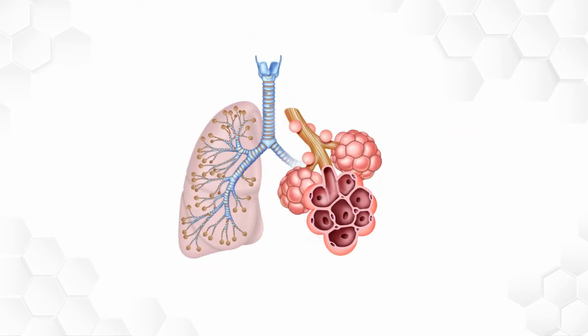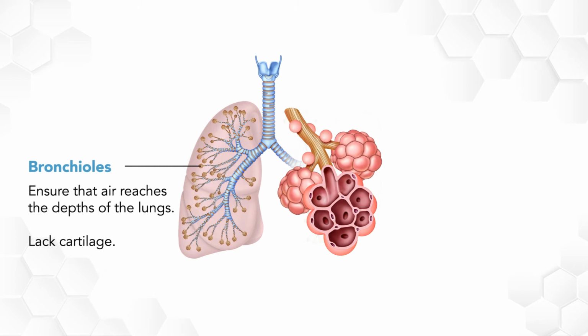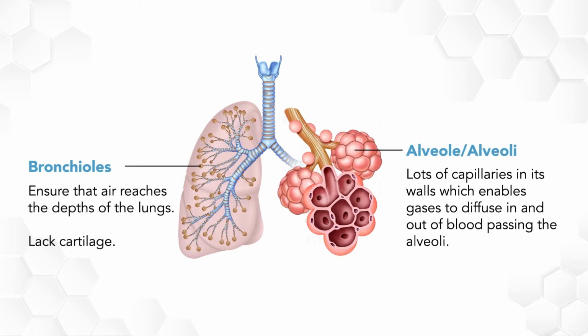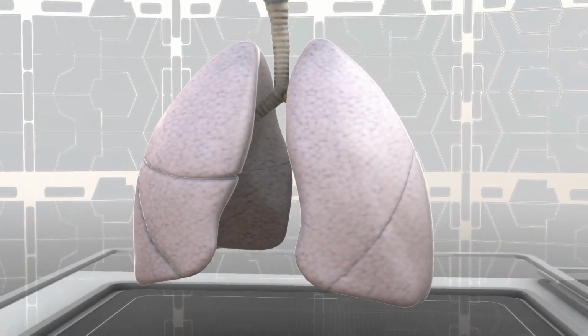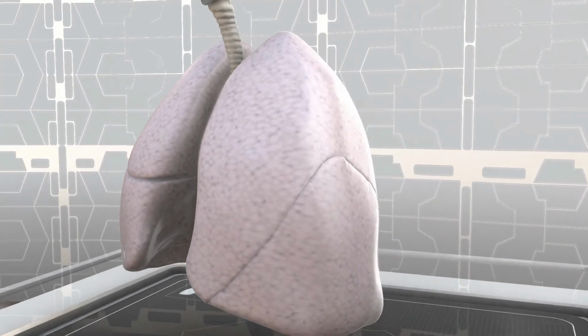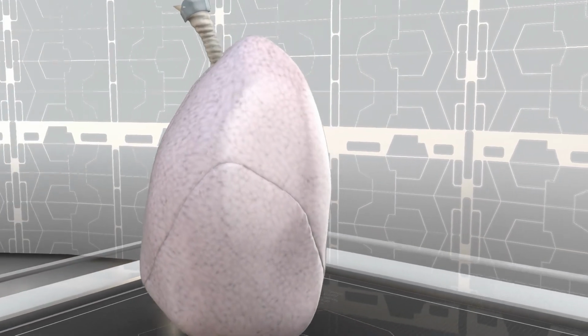So once each bronchus enters the corresponding lung, they divide even further into passages called bronchioles. These passages ensure that air reaches the depths of the lungs. It's important to note that bronchioles lack cartilage. At the end of each bronchiole, there is a structure called an alveolus, which plurally are known as alveoli. These are tiny sac-like structures and are the site of gaseous exchange. Each alveolus has lots of capillaries in its walls, which enables gases to diffuse in and out of blood, passing the alveoli. As we know, the main function of lungs is to bring air into the body from the atmosphere and serve as a site for gaseous exchange.